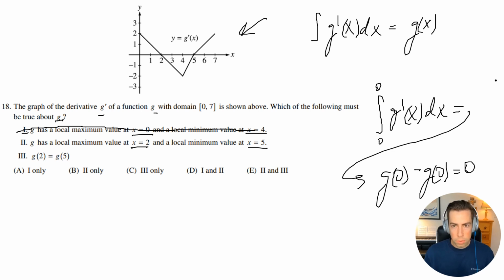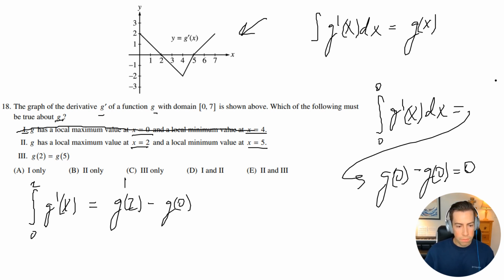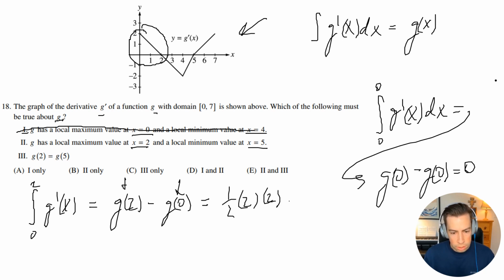It's choice 2. g has a local maximum value at x equals 2 and a local minimum value at x equals 5. So again, we can just go ahead and do some calculus here. So I can look at the integral from 0 to 2 of g prime of x, and I know that that's going to be equal to g of 2 minus g of 0. Now, the way that I figure these out is essentially just the area under the curve. So I can rewrite this as this area right here, this whole triangle. So that is going to be, let's see, 1/2 base times height, which is going to be 2.